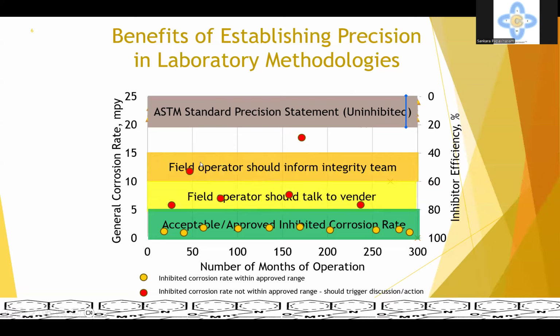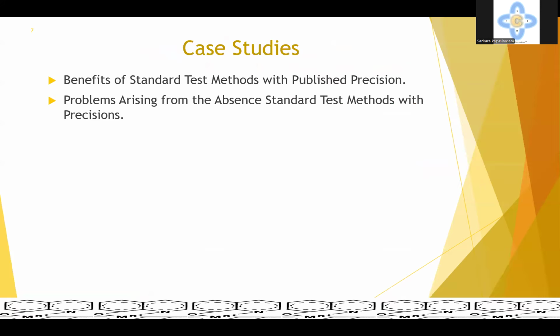And suddenly, if the inhibitor efficiency decreases, then the field operator should inform the integrity team. And if it is further, then the inhibitor program should be reviewed. So the precision statement helps not only during selection of inhibitor, but also during application of inhibitor in the field. So that way, precision is very, very important.